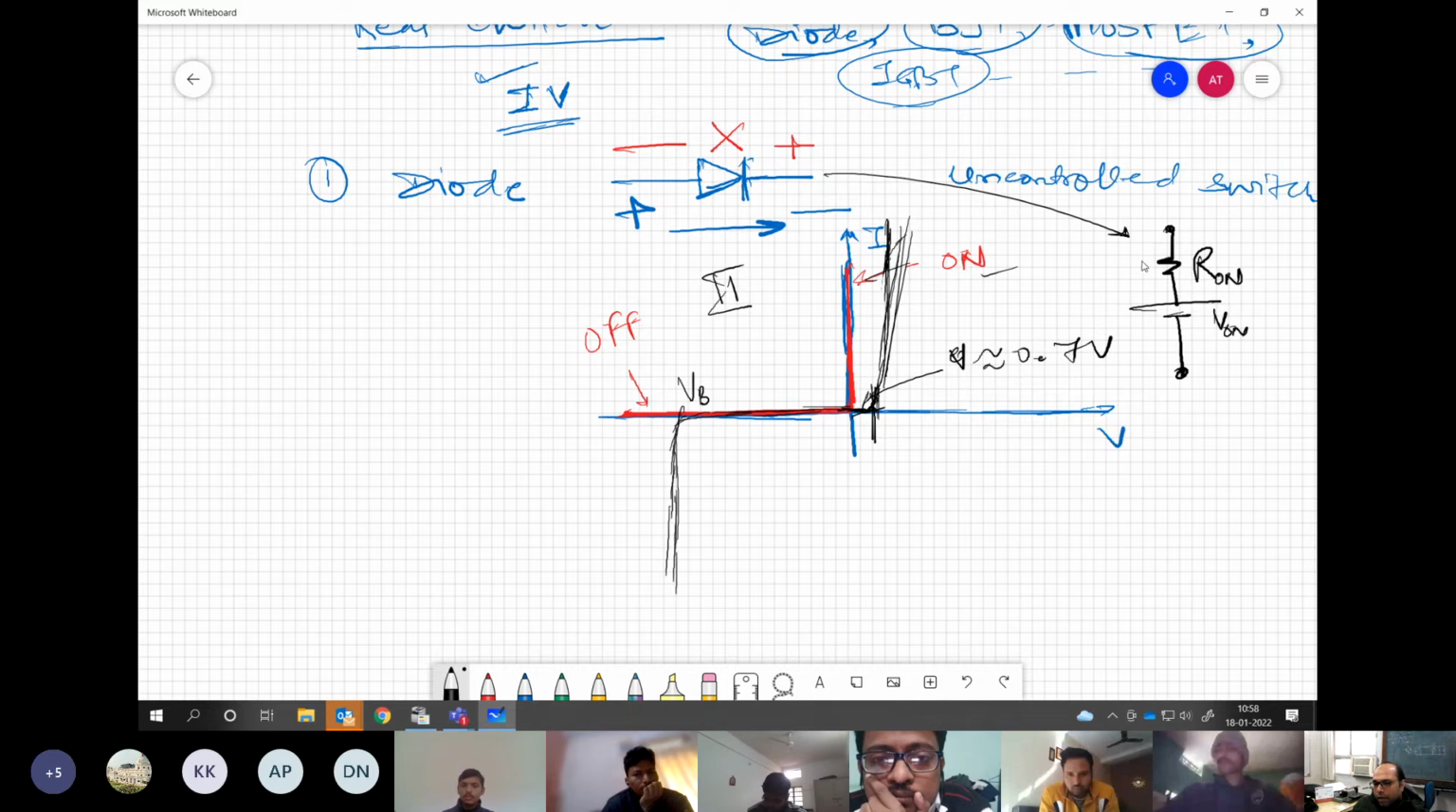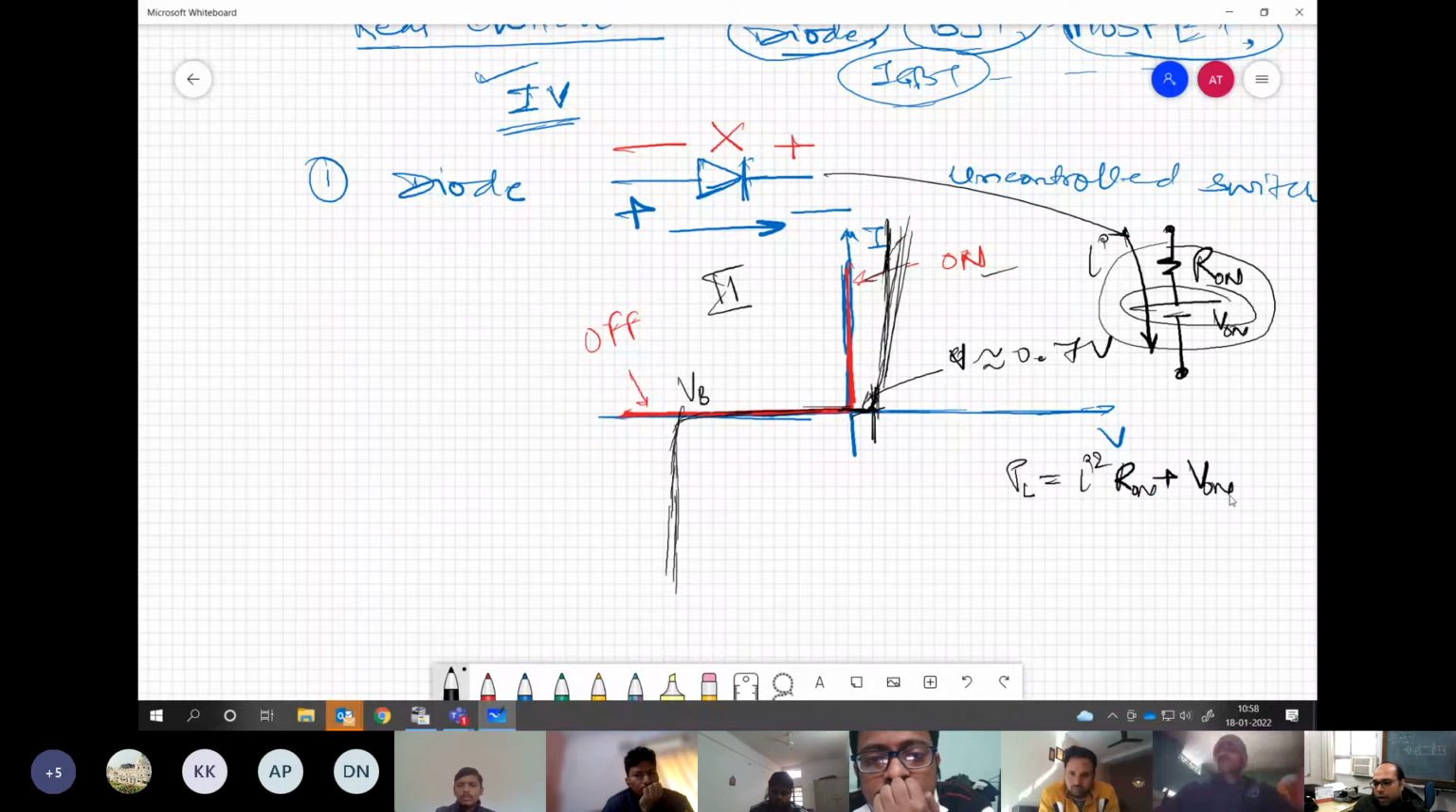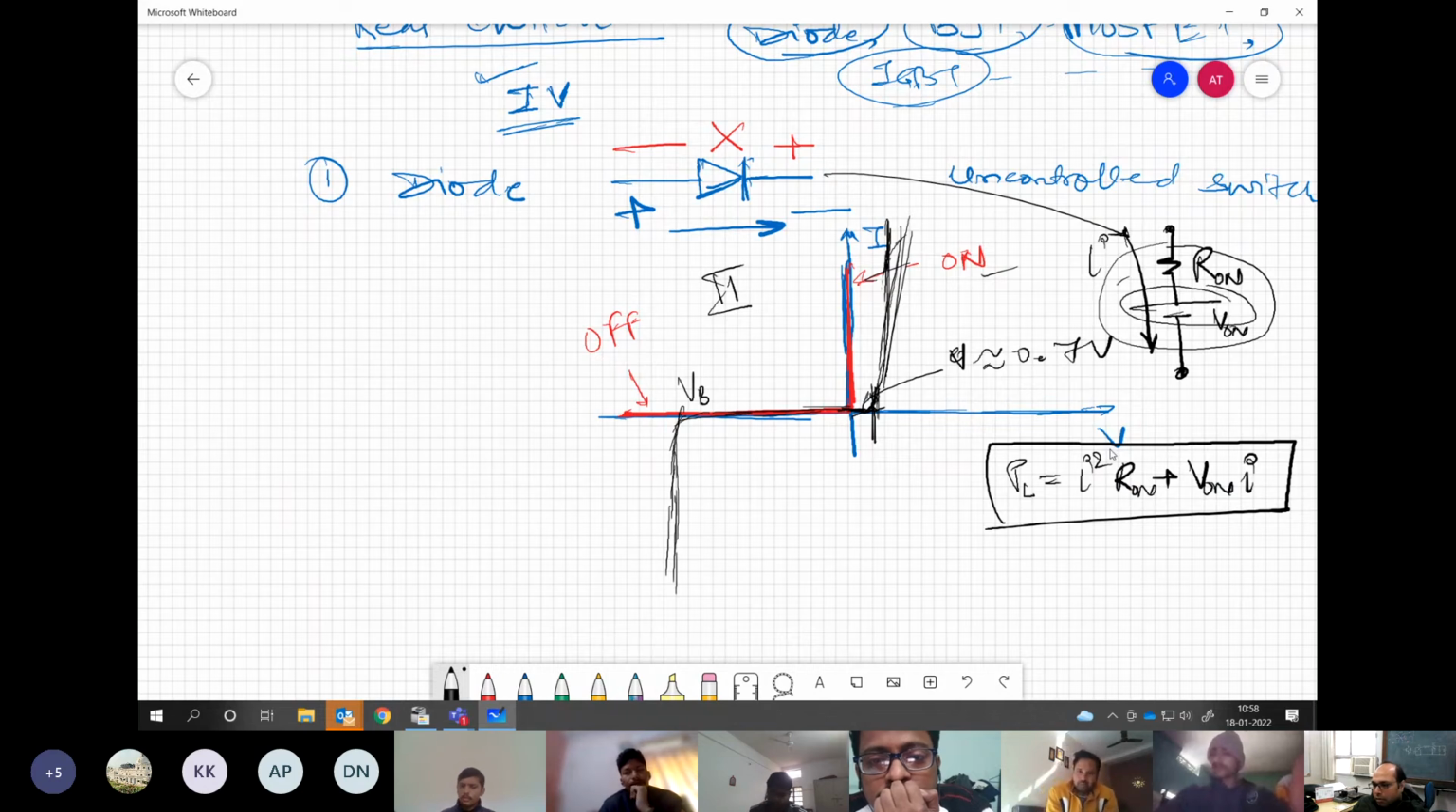So if the current is flowing, this amount of voltage will be against the current direction. So there is some power loss associated with the diode when it is conducting. And what is that power loss? Say I current is flowing, so obviously I square R on plus V on into I. This is the power loss associated with the diode when it is on. Correct? This clear to all of you?